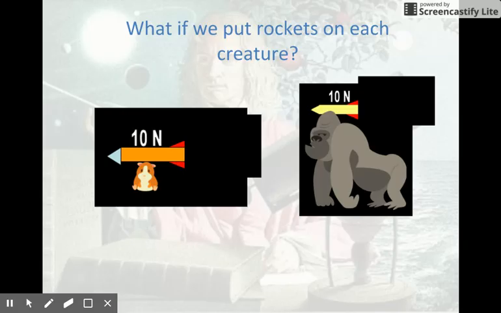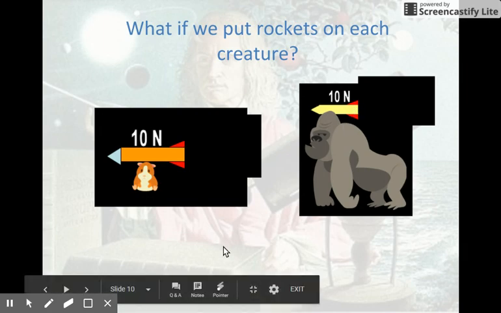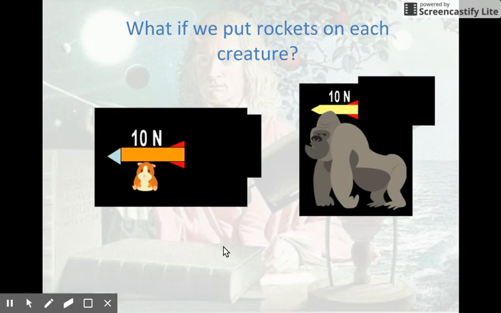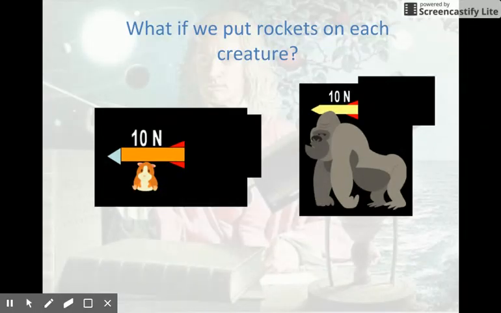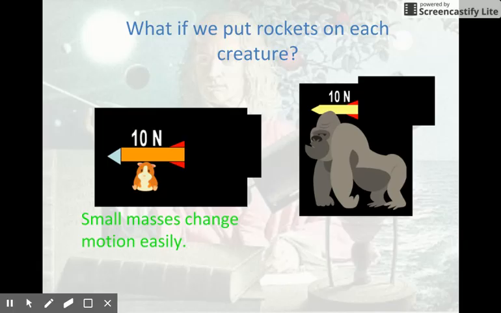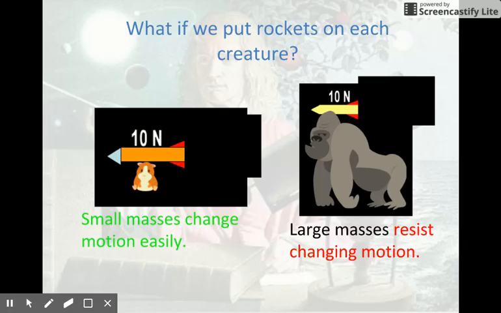Okay, so what if we put rockets on each of the creatures? So we're going to give them both a force of 10 newtons. What are we going to see differently about these two objects once the rockets ignite? So a larger mass should move slower than the smaller mass because it has more inertia. So let's see. So smaller masses are going to change their motion easily. Larger masses are going to resist that change in motion, so they're going to go slower.